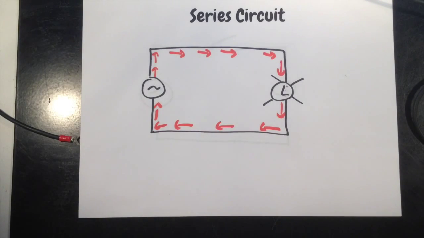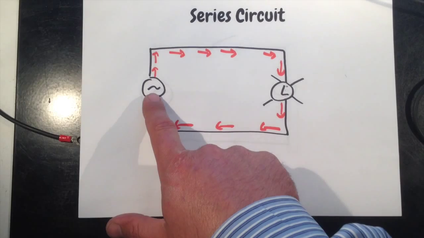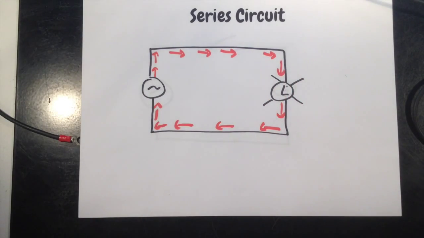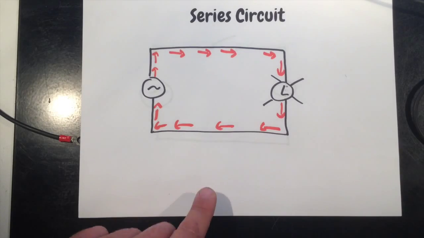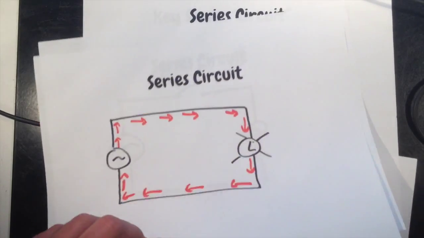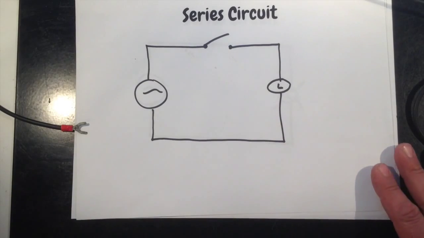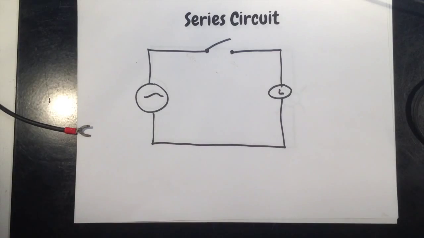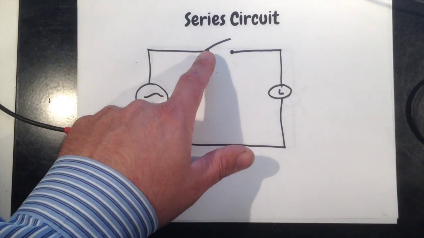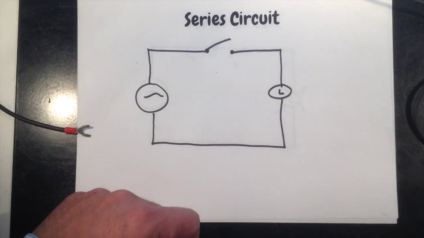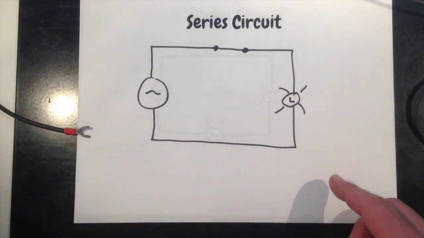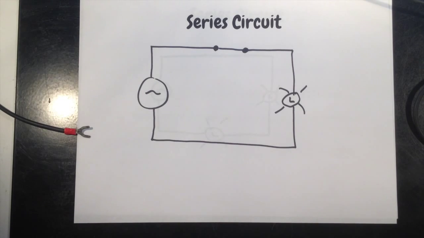As you can see by the red arrows, current leaves the source and flows through the light back again to the source. There is no other path for current to flow. I can control this by using a switch, which is again wired in series. Current flows through the switch. If the switch is open, the circuit doesn't come on. When I close the switch, the light comes on.